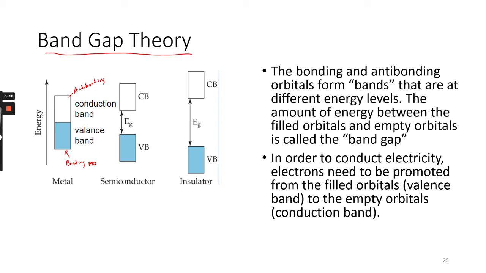Up here are your anti-bonding. So here you have electrons that are not bonded. They are free to move around. If they are free to move around because they're not held to one particular atom, they're going to conduct. And that is why this top band here is called your conduction band.